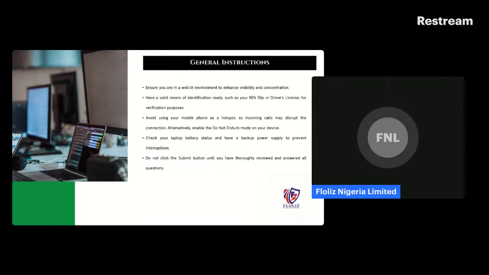Also, you have to ensure that you have some form of identification, like a NIN slip or maybe a driver's license, to be able to show that the person who is taking the exam is actually the person taking that exam. So your NIN slip would also be required.